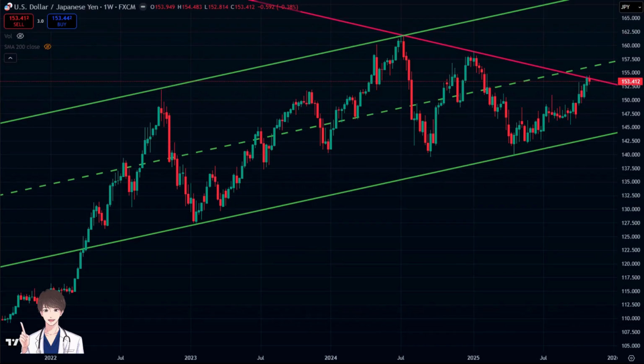Last week's movement was quite limited, remaining entirely within the body of the previous week's candlestick, forming what is known as an inside bar. This pattern suggests the potential for a temporary correction.